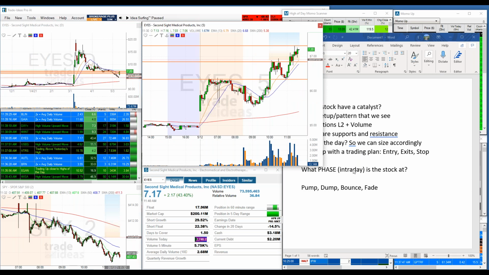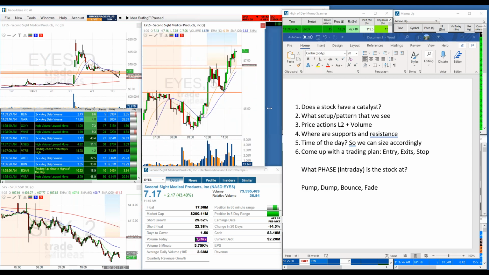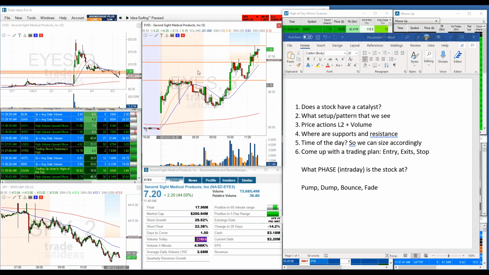It's very important that you identify these and then see where we are in the process of the stock. Does it still have more room to move? How is the price action today? Look at the volume, the relative volume. Is there still room to move? And how's the price action to decide if this thing is going to go or not? You look at level 2, you look at the price action, see where the stock is at, how many sellers and buyers there are.